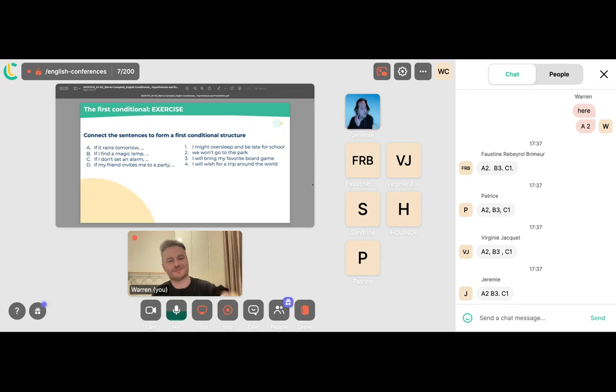So, exercise time. Once again, same idea. Okay, we're going to match the letters to the numbers, just like we did before. I will give you 1 minute. Go. On the left, we can see if it rains tomorrow, if I find the magic lamp, if I don't set an alarm, if my friend invites me to a party.